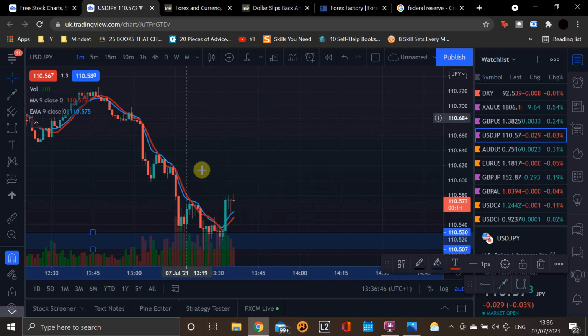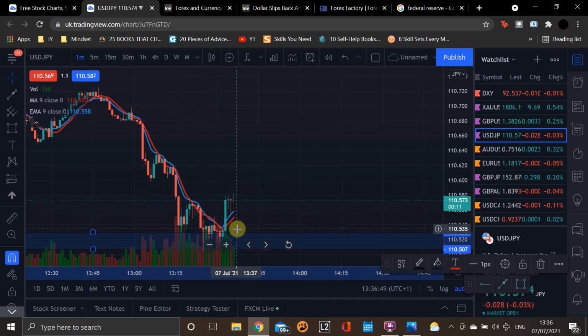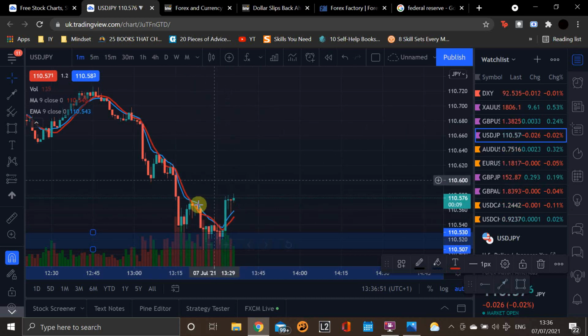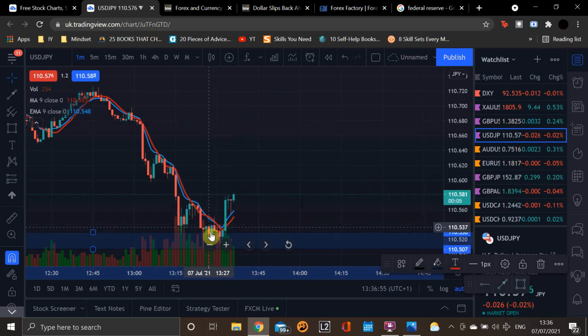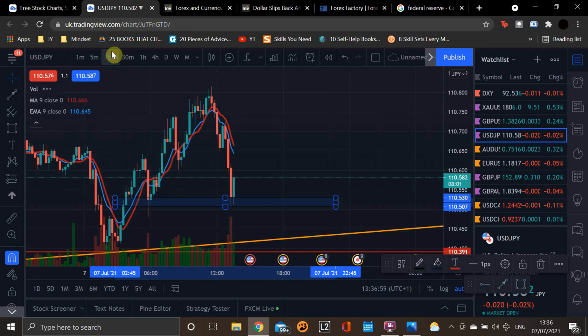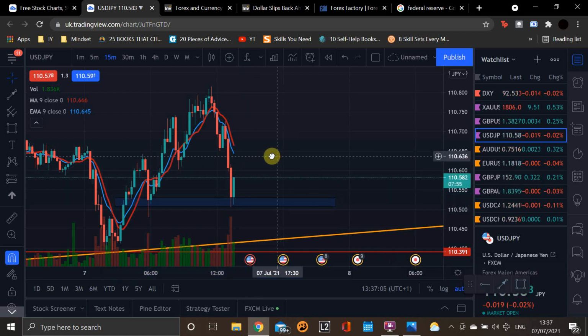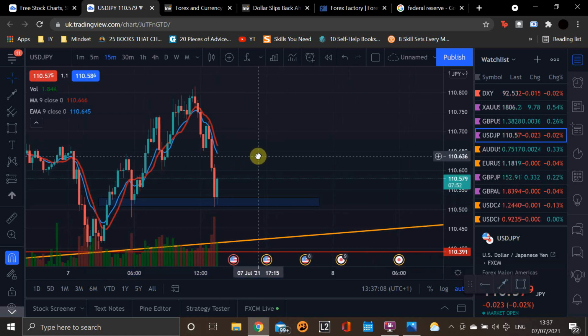Lots of dojis going on here, which signals obviously a price reversal. Based on the 15-minute chart, it's telling us to trade to the upside, right? Just based on the 15-minute chart.